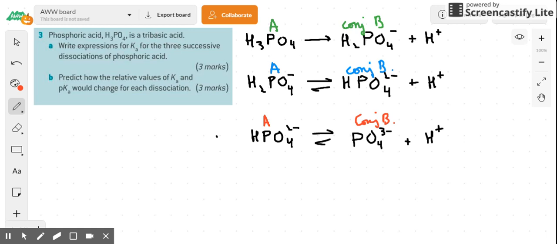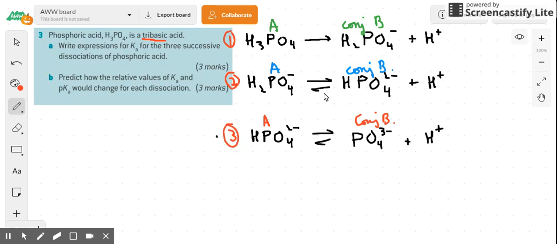This question is about a tribasic acid. Tribasic, which also means triprotic, same thing. So you have here three dissociations. The first one is this one. This is dissociation 2 and 3.